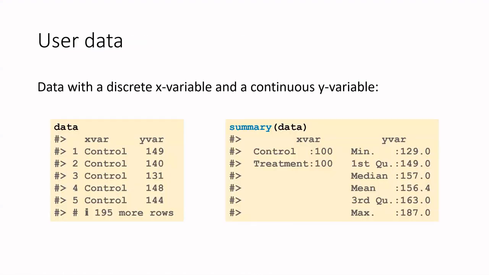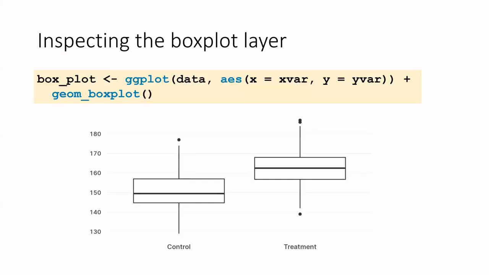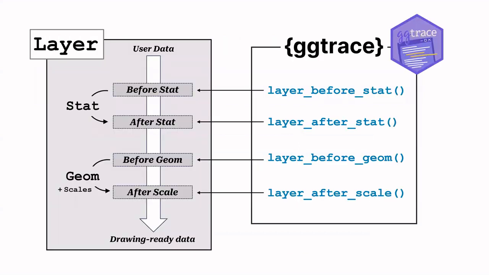So to start, the user data for our box plot looks like this. It's tidy data with a discrete xvar variable and a continuous yvar variable. These columns are mapped to the x and y aesthetics in our plot. So our plot has one box plot layer that draws a box plot for each category of x, showing the distribution of y values. And now we're going to intercept the data underlying this box plot layer at the sublayer stages we care about. So we'll watch as the layer data becomes more and more drawing ready.